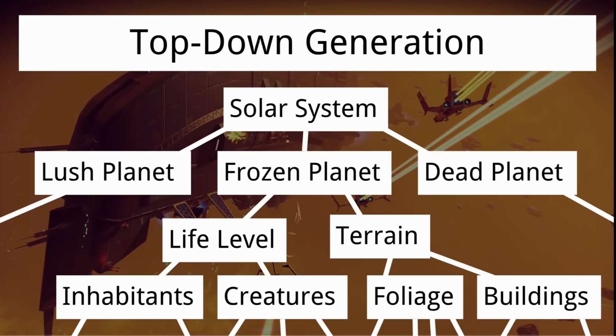And then from the data about those planets, we feed that down and we can decide the life level of them, how many creatures there are going to be, what kind of inhabitants are there, and also what kind of terrain they have. And then based on the terrain, we can know what kind of foliage sits on that, what kind of buildings and their positions. So it's like this top-down structure where generating one thing feeds directly into generating the next thing.